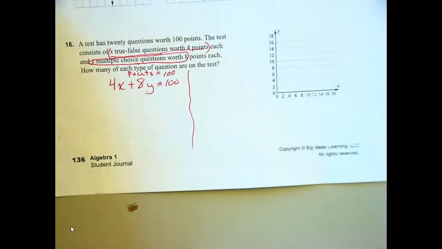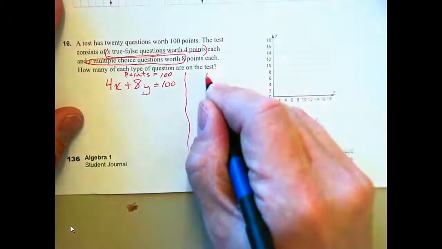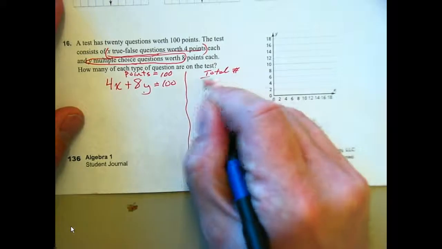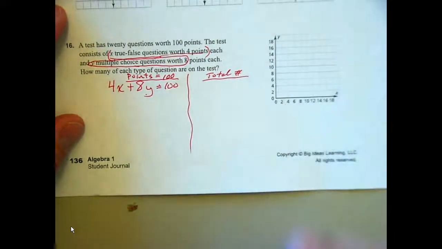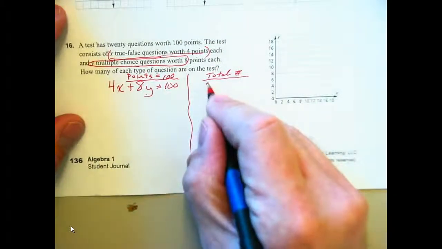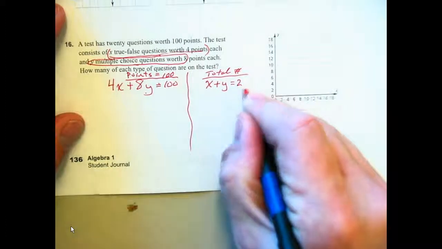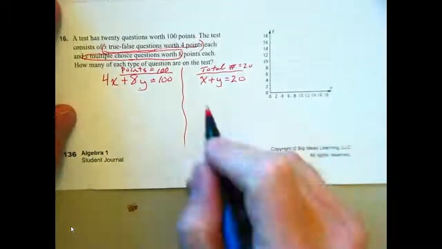Okay? How many questions are there? 20. What type of questions are there? So our total number, hello. Oh, neato burrito, thank you. Okay, our total number is X and Y, and they add up to 20. Total number is 20. They're made up of X and Y's.